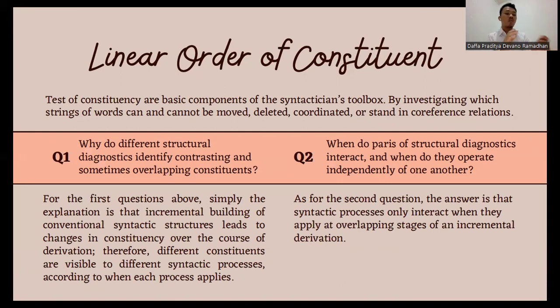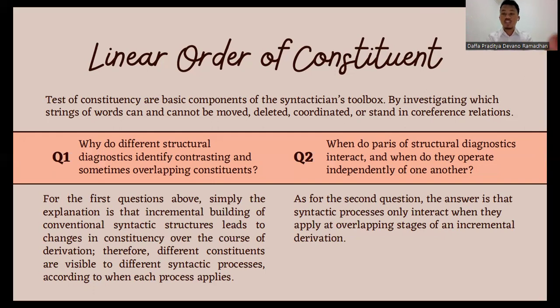The first is, why do different structural diagnostics identify contrasting and sometimes overlapping constituents? And then the second question is, when do pairs of structural diagnostics interact, and when do they operate independently of one another?